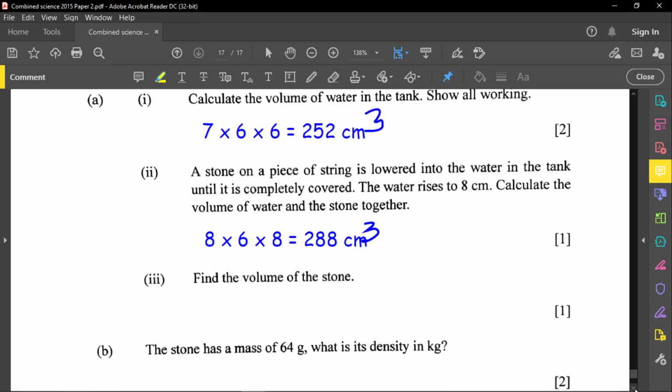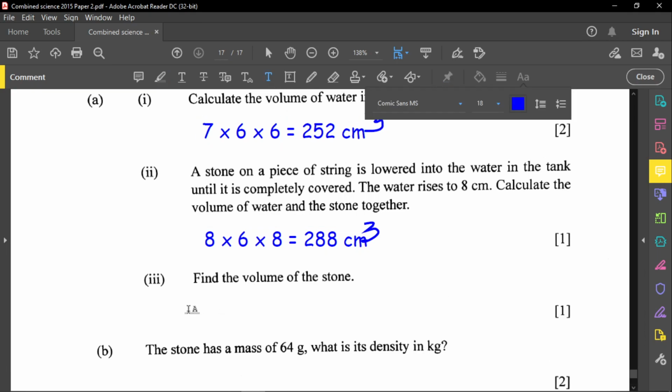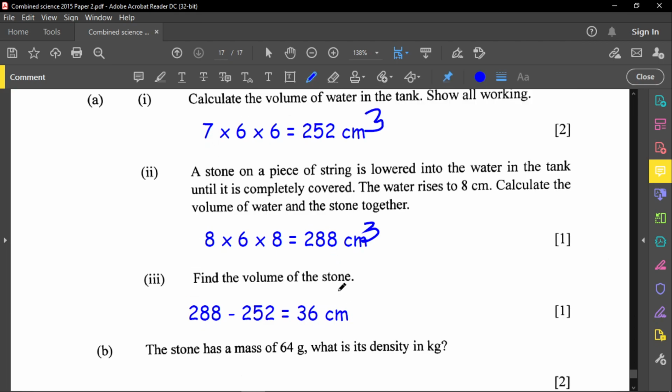The next part here is to find the volume of the stone. So the volume of the stone will be the water with the stone minus the water by itself. So therefore, to find this, what we have to do is to say 288, take away 252, and that will give us 36 centimeters cube for the volume of the stone itself.